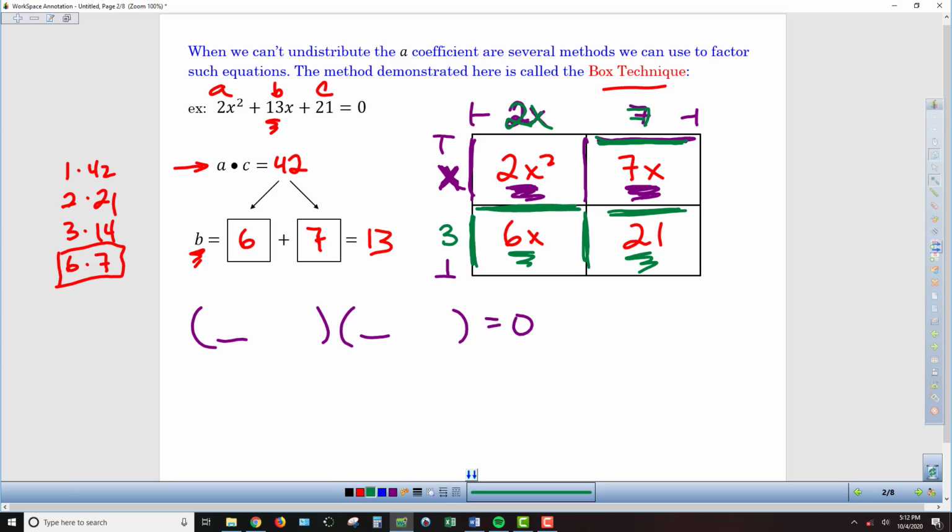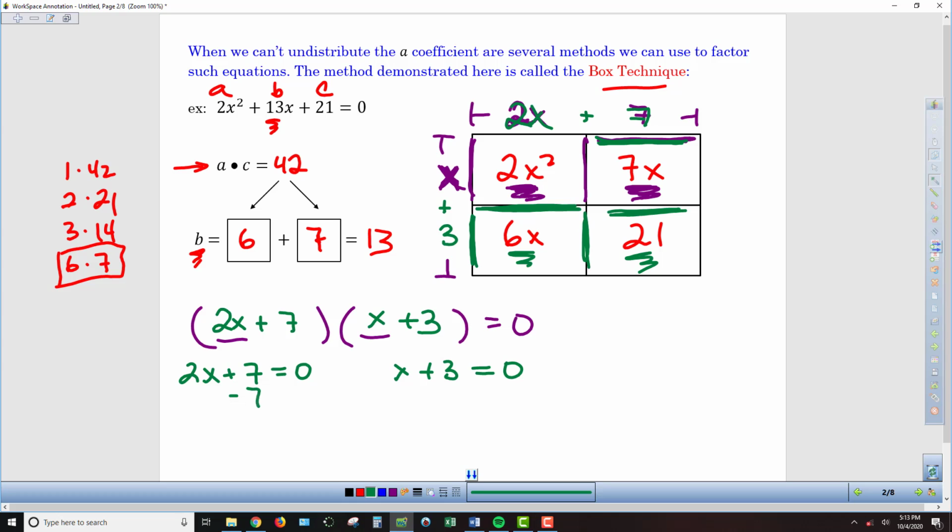And so now these sides of the box that I've listed in, 2x plus 7 and x plus 3, are the two sets of parentheses that are going to be my factors for this expression. So I'm going to have 2x plus 7 and then x plus 3. So once I've gotten to this point, now the problem is just like our other factoring problems, where I'm going to set each of the parentheses equal to 0, and then I'm going to solve each of these mini equations.